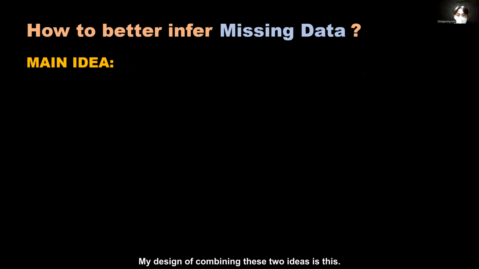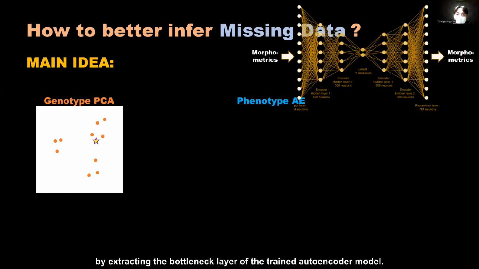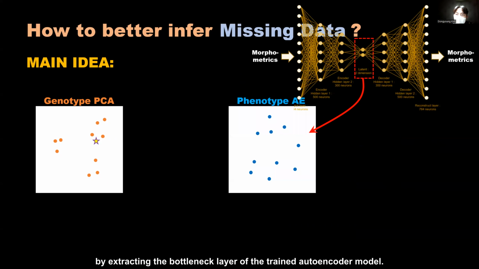My design of combining these two ideas is this. First, I can dimensionally reduce the genetic data using PCA, and then the phenotype data can be dimensionally reduced by extracting the bottleneck layer of the trained autoencoder model.